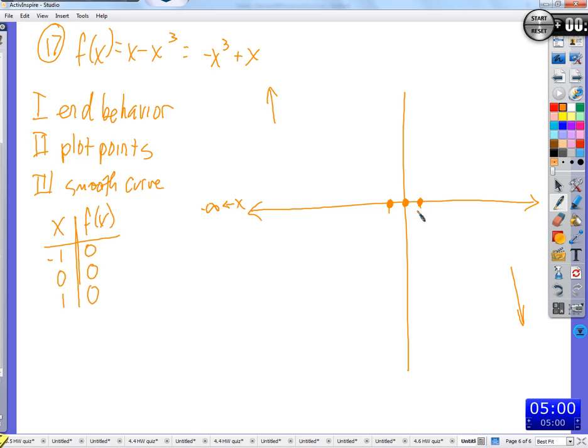I just need to make sure that the left end of my graph goes up and to the left, and the right end of my graph goes right and down to the right. And then it goes through these three points with, this is important, a smooth curve. What's that?